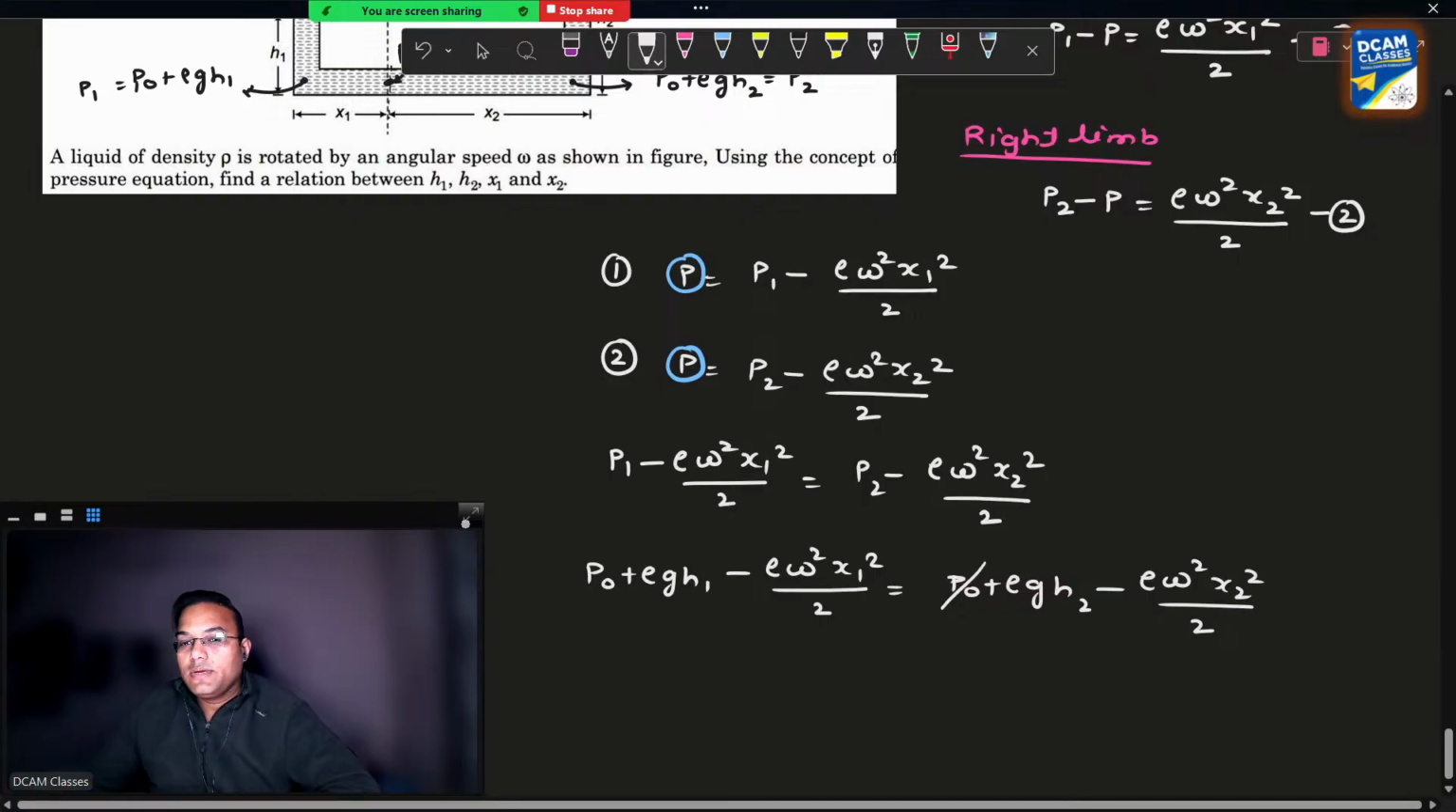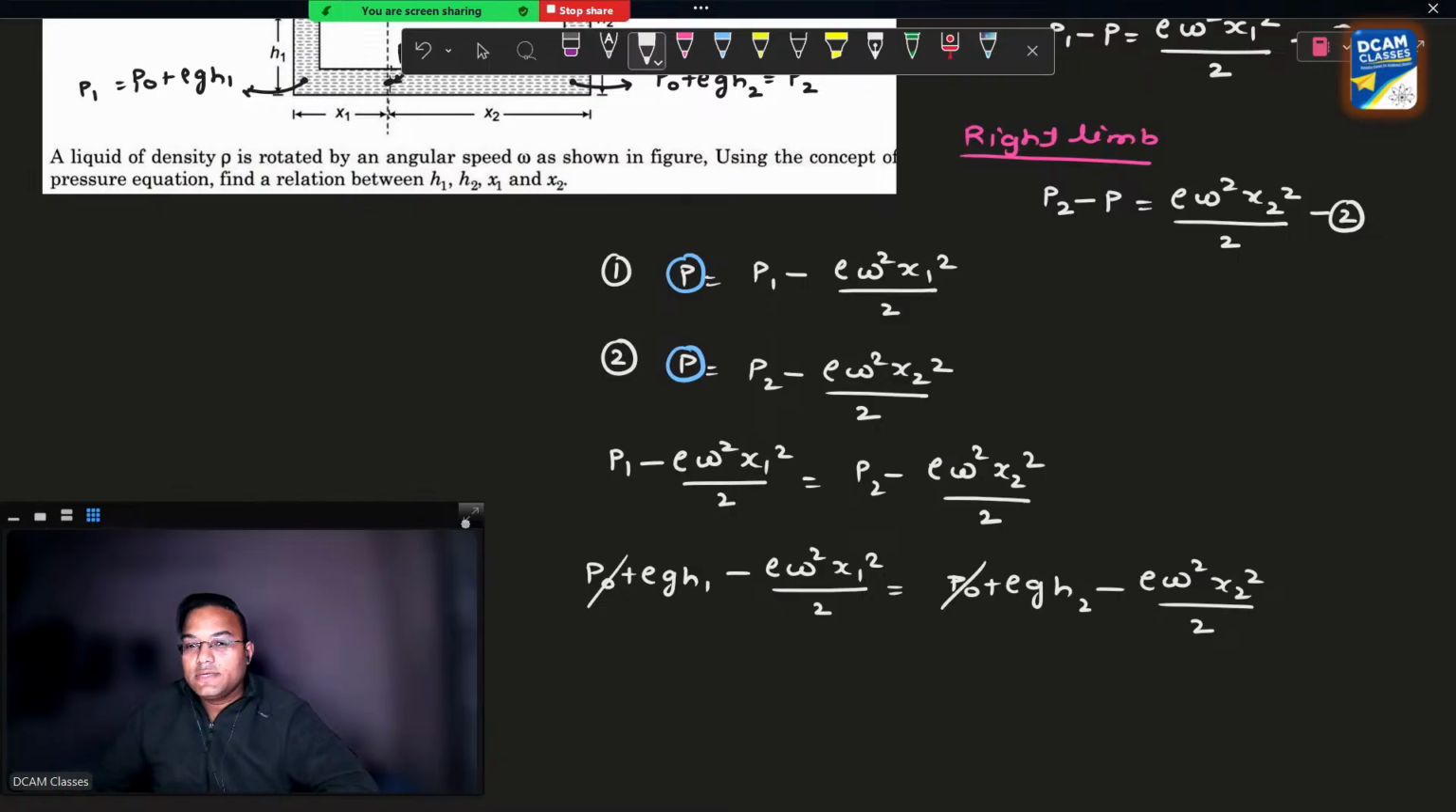Now you will be able to get the equation. They have asked the relation between H1, H2, X1, X2. So the relation will be this. Rho we can still cancel out.